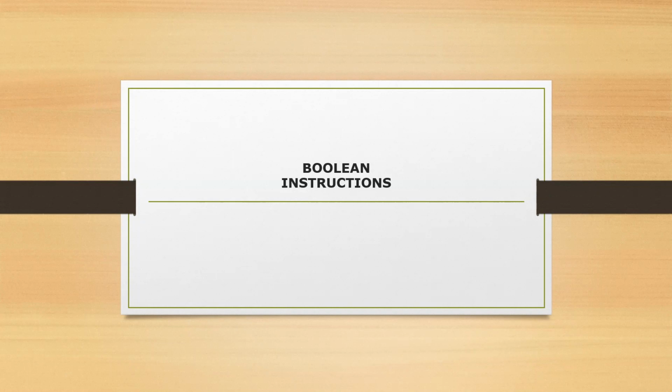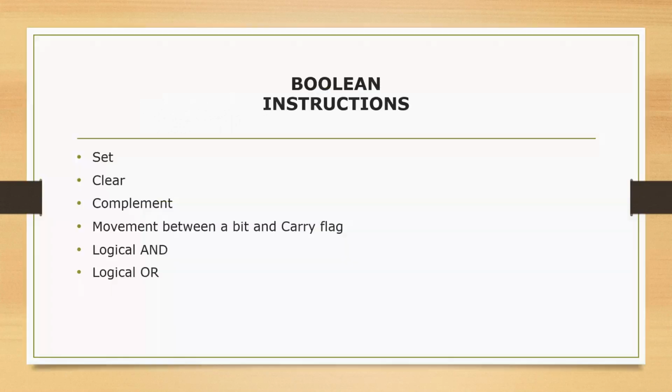So the next instruction set is the Boolean instruction set. The Boolean instruction set is also called bit manipulation instructions. These instructions will operate on bits of data, whereas the other instructions we discussed earlier operate on bytes of data. One byte is 8 bits, as all of you know. Here, Boolean instructions operate on one bit of data.